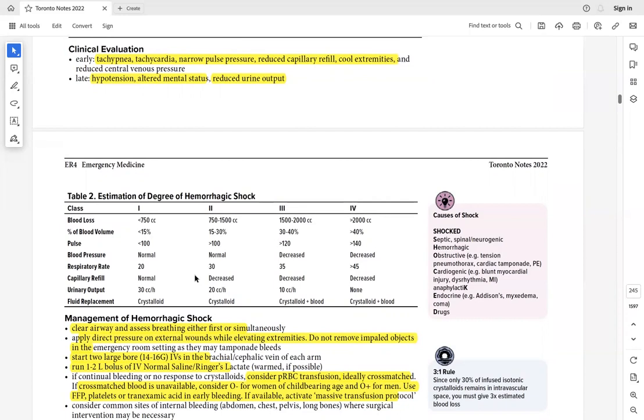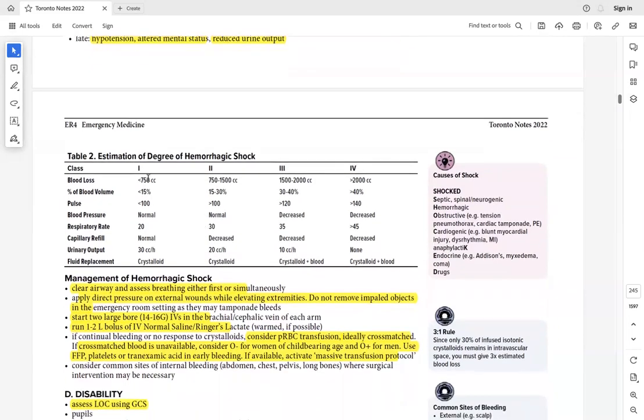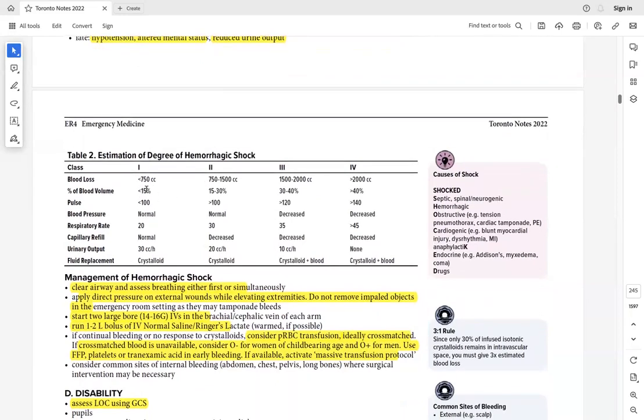So the next step is, we have to start him on IV fluids, but they can ask you the degree of shock. Okay, this much amount of blood has been lost. Which degree of shock is he in? So we should know in type 1, there's less than 750 cc, type 2, 750 to 1500, type 3, 1500 to 2000, and type 4, more than 2000 cc. So just remember these blood loss percentages and the volumes.